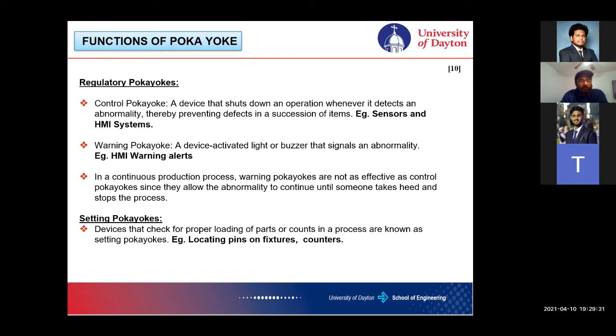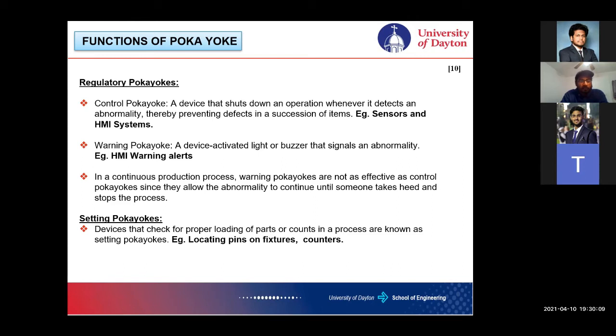Functions of Poka-Yoke. There are two distinct types of Poka-Yoke: regulatory Poka-Yoke and setting Poka-Yoke. Under regulatory Poka-Yoke, we have control Poka-Yoke, which is basically a device that shuts down an operation whenever it detects an abnormality, thereby preventing defects in succession of items. These can be sensors or systems, and this is usually employed when safety is a concern with the process or the criticality factor is very high.